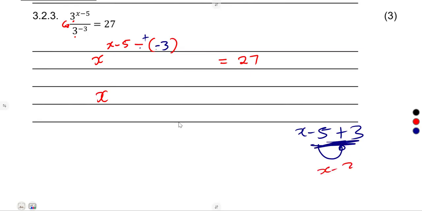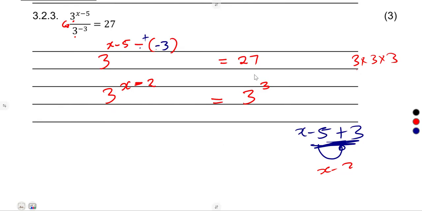So that's 3 to the exponent of x minus 2. All right, so it's going to be x minus 2 here, and that's equal to 27. Can we rewrite it in the base of 3? 27 is the same as 3 to the exponent of 3. 3 times 3 times 3.